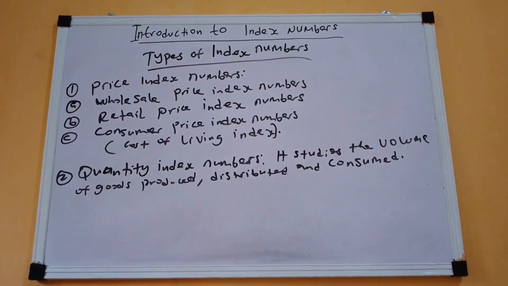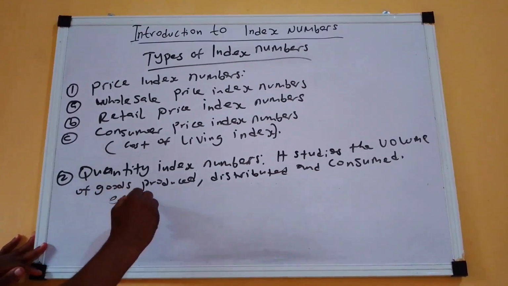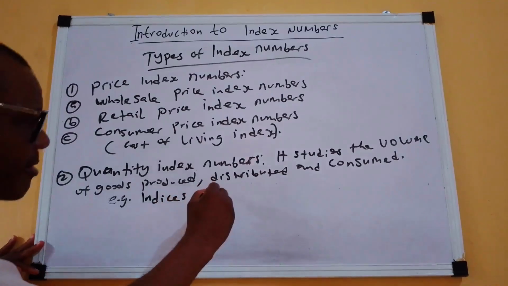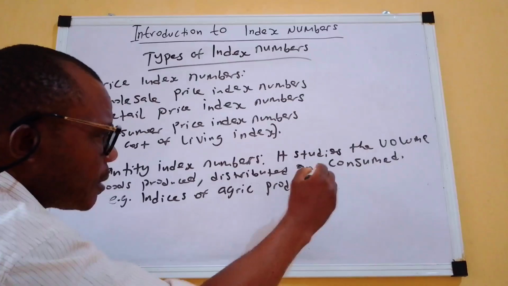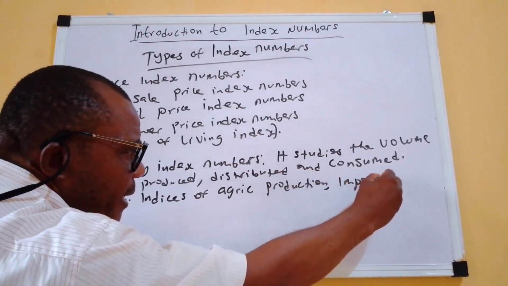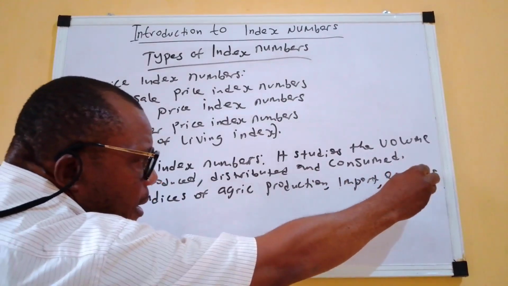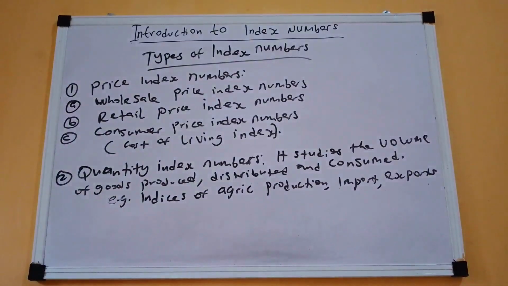Examples of this are we have indices of agricultural production, industrial production, indices of imports, exports, and so on and so forth. So that is what the quantity index numbers do.